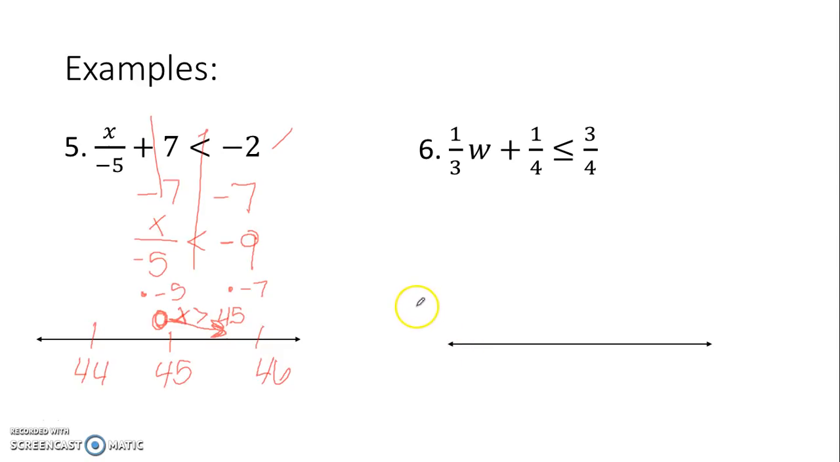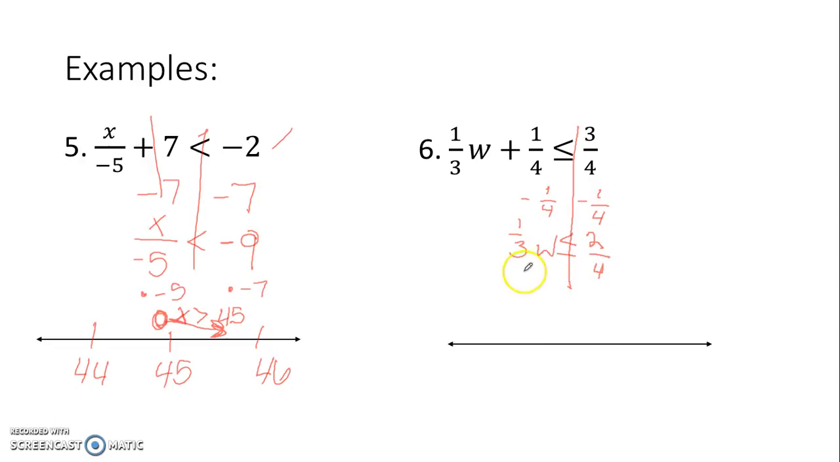Now let's take a look at what we're doing here. We have 1/3 w plus 1/4 is less than or equal to 3/4. First, even though there's fractions, it's the same thing. We're going to add or subtract first. So let's take a look. We're going to subtract 1/4 from both sides. And I'm going to go easy on you here. 1/3 w. We're going to bring down the sign just how we had it. 3/4 minus 1/4. Super easy. I already gave you a common denominator.